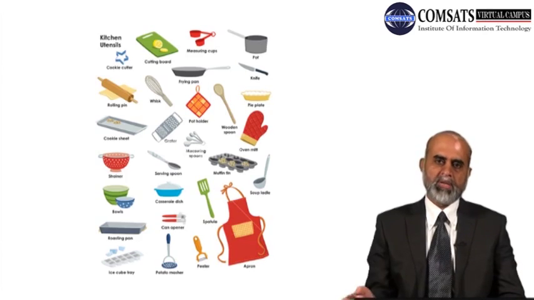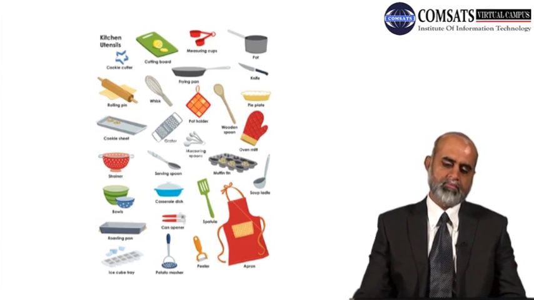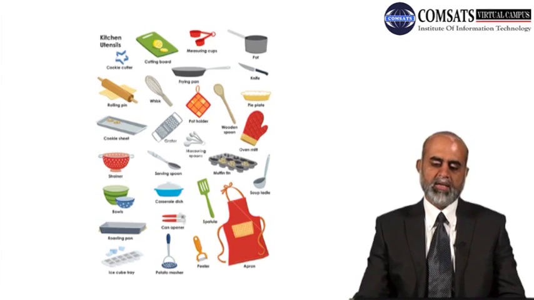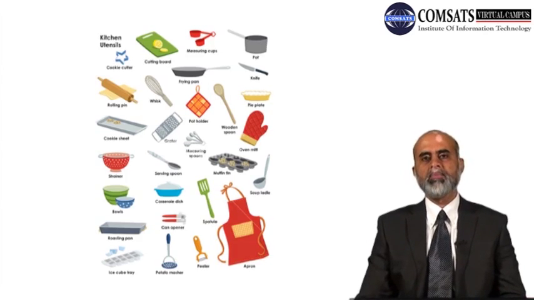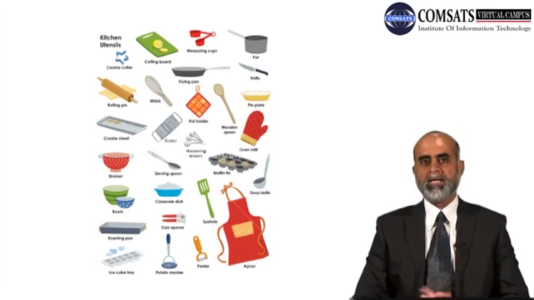Then you have spatula. Spatula is of various kinds. You have an apron. You have roasting pan. You have can opener. You have ice cube tray, potato masher, peeler, etc. So these are just some of the kitchen utensils that we have looked at.